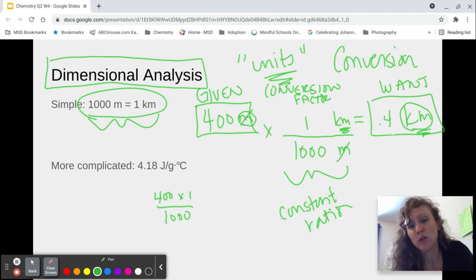I don't really care if you can convert between meters and kilometers. I mean, it's useful, right? It's something we want to be able to do. But there's a bunch of different ways that we can get to this answer. So the answer is not really what I care about. It's the skill of dimensional analysis that I want us to start seeing and wrapping our brain around.